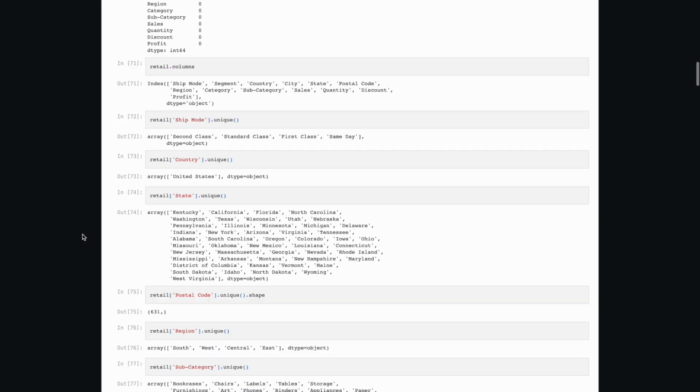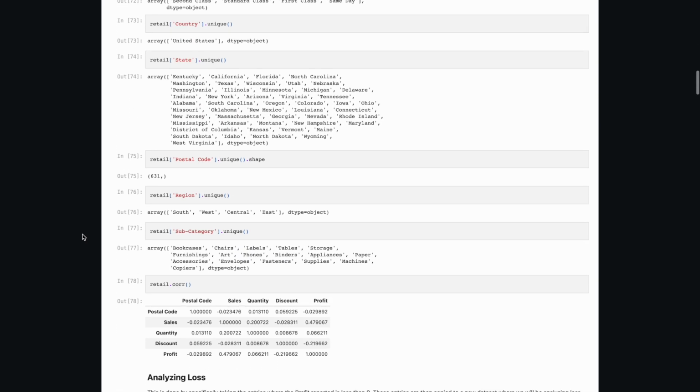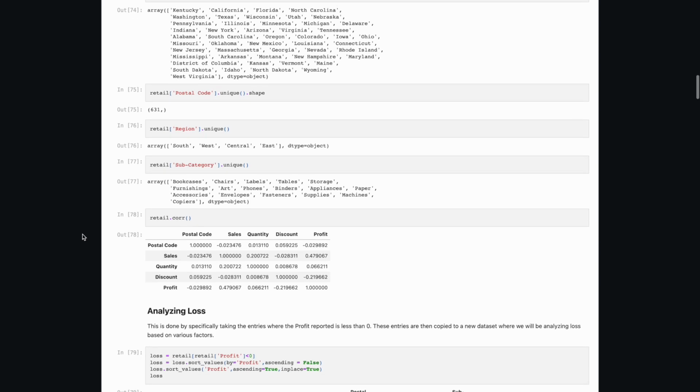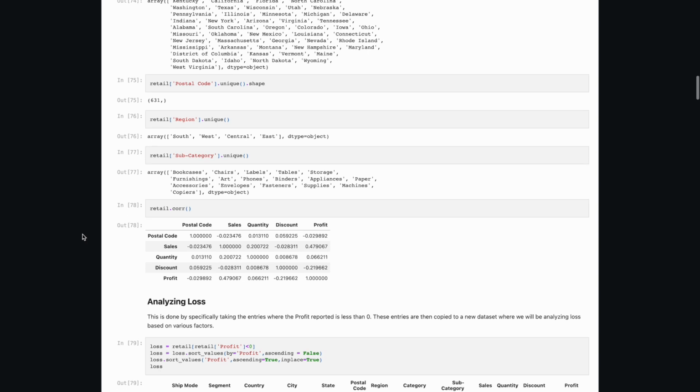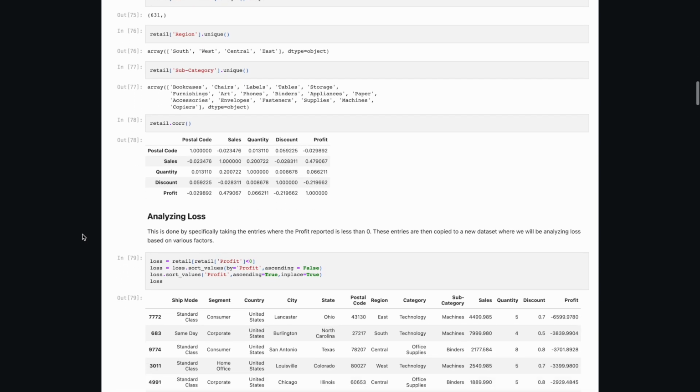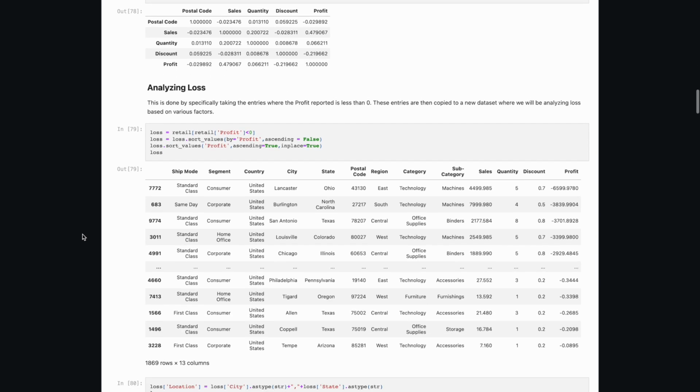After looking into all that, we will look into the correlation of our data set, and after that we will be looking into what our target is. Here our target is to minimize our losses, so we will be taking the subset of the data set where the profit made is less than zero. So we take that subset and work on this specific subset. This subset is marked to another data frame called loss here.